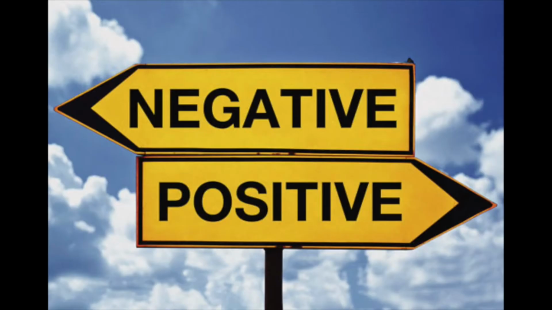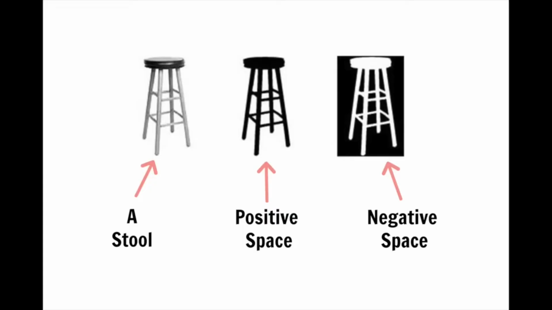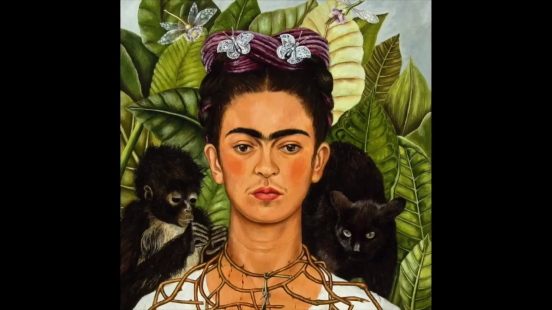Usually, when we hear the words positive and negative, we think of positive being good and negative being bad. When it comes to creating art, the words positive and negative have completely different meanings. The positive space in a drawing or a painting is usually the main subject of your artwork, as illustrated by this stool. The negative space is the background or the space around your subject. Typically, our eyes are drawn to the positive space first.